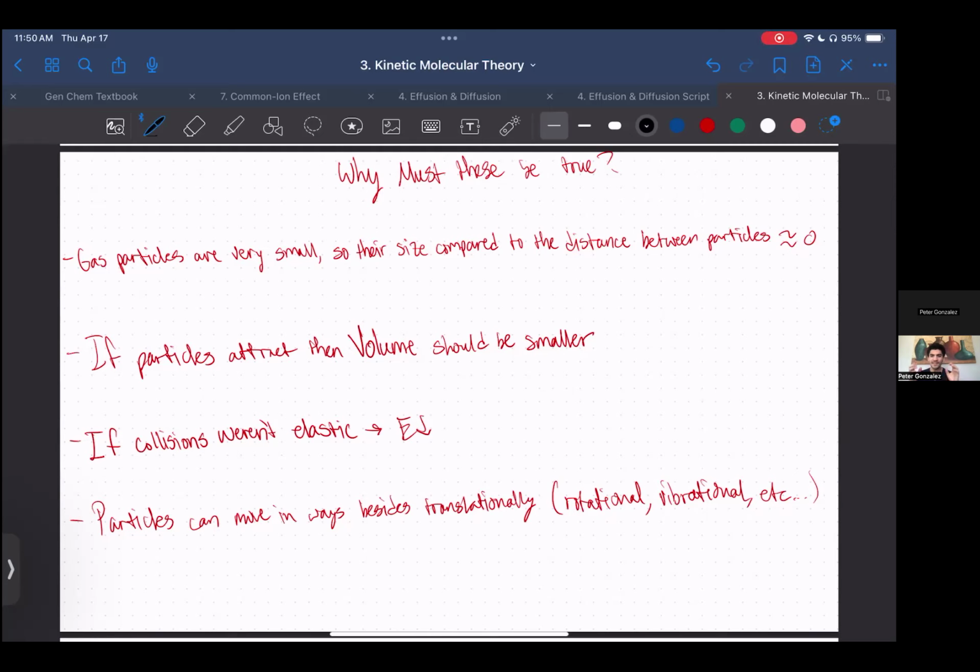So the size of the particles themselves compared to how far apart they might be basically doesn't really matter. It's basically like infinitely far away, so they kind of are zero. Again, I'm nerding out. You don't need to know that. Just keep in mind that the particles are basically zero volume, and it's just because they're so far apart from each other.